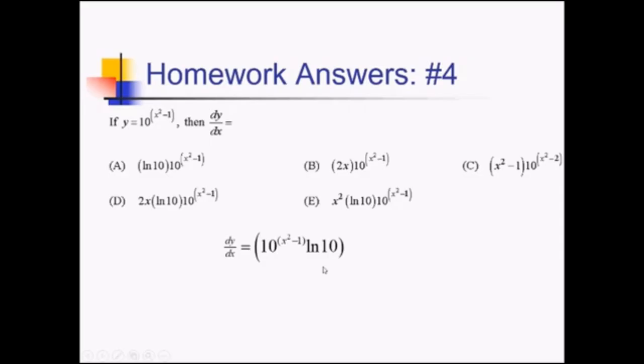Now I have to multiply by the derivative of the inner function of x squared minus 1. That's just 2x. Did they simplify this at all? Well, there isn't really a whole lot we can do to simplify it. I can put the 2x and the ln of 10 out in front just to match one of the answer choices. That matches answer choice D, but beyond that, there's nothing else we can do.